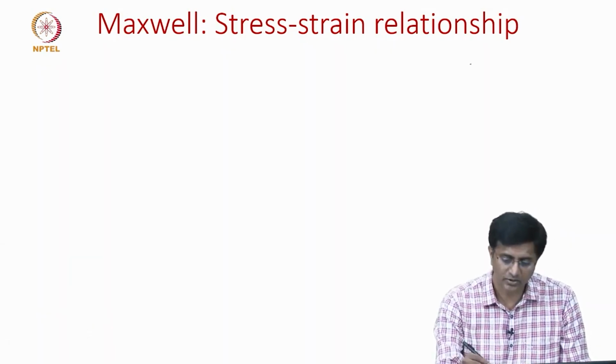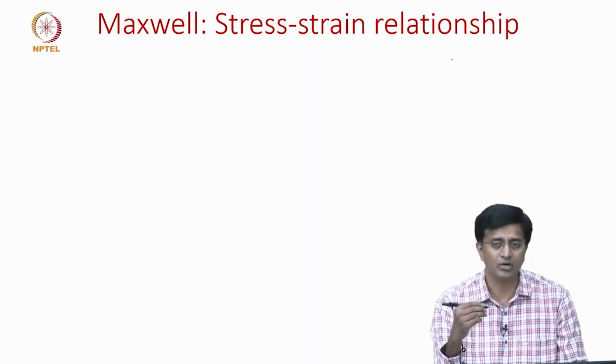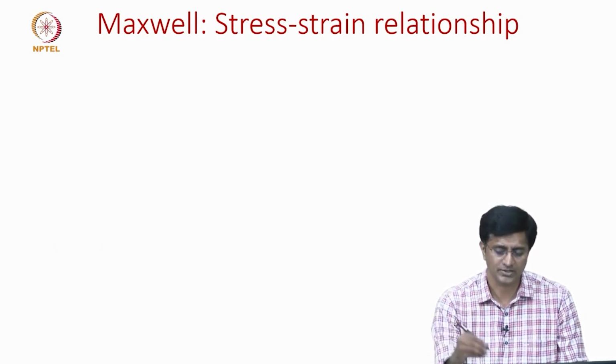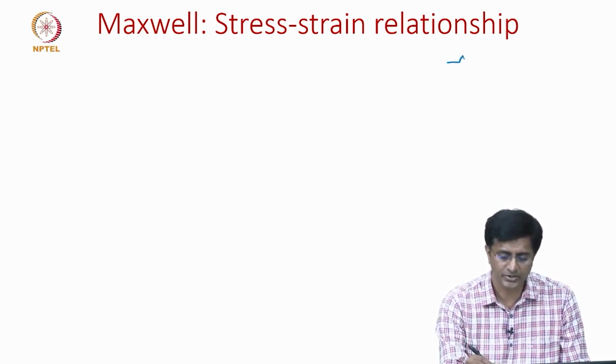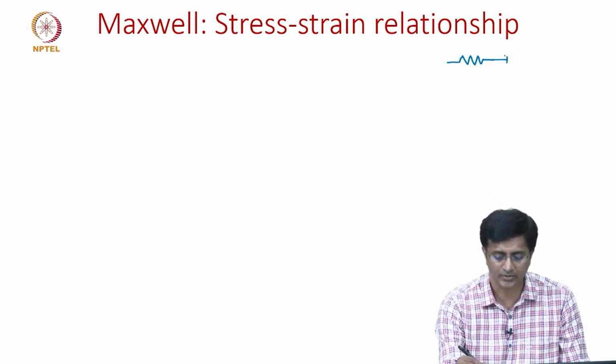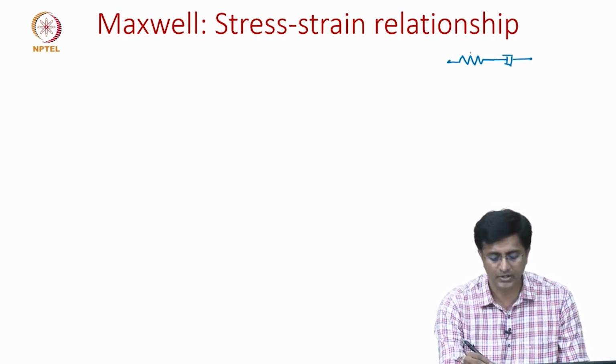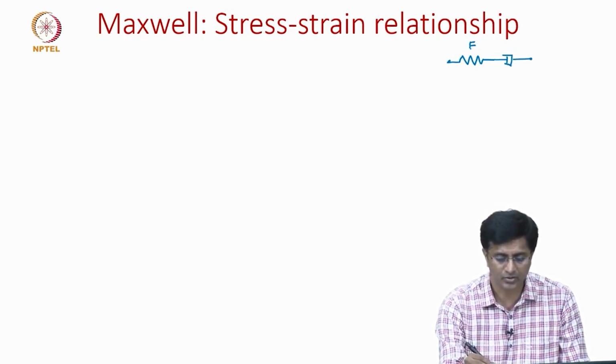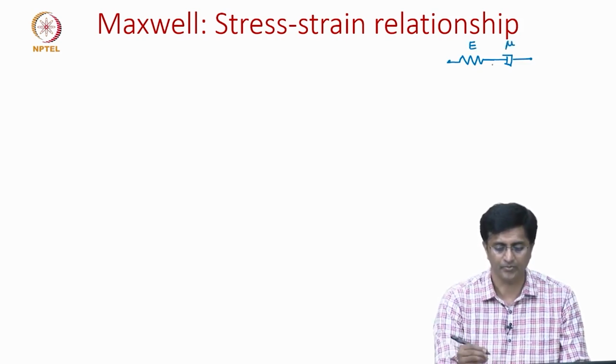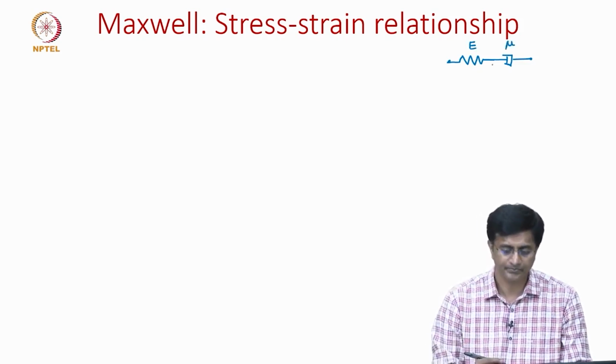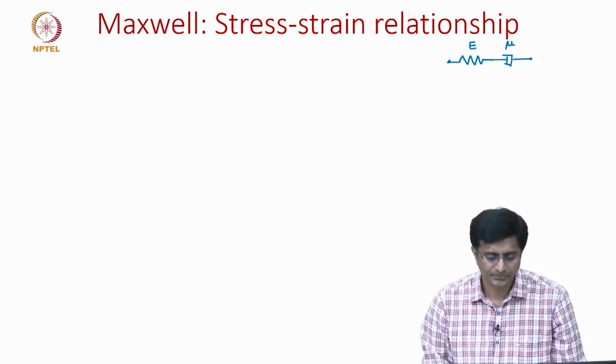First, we know that the Maxwell model is nothing but a spring and damper kept in series. So, this is the representation of it. We have a spring in series with a damper. We represent the spring with material constant E modulus and the damper with viscosity mu.